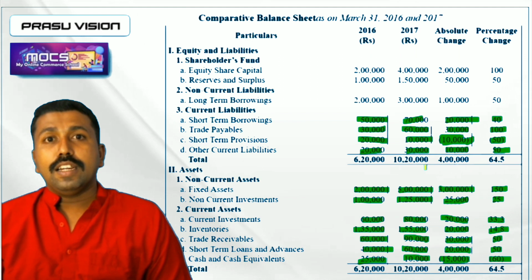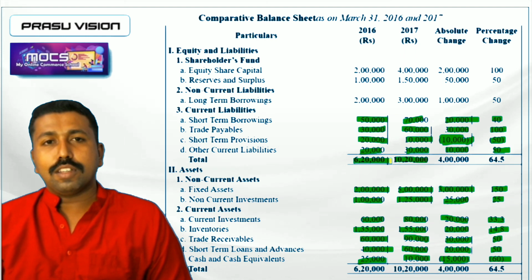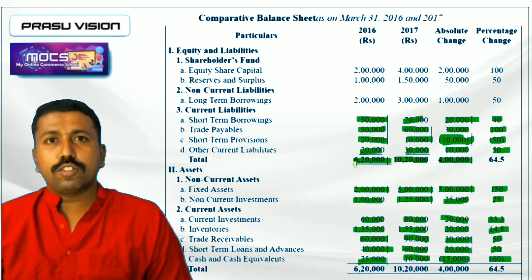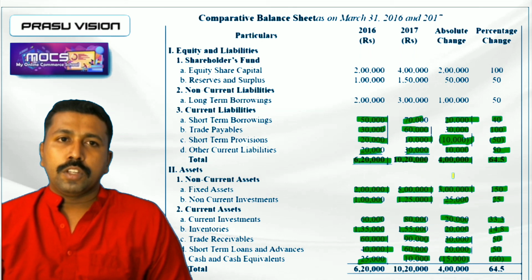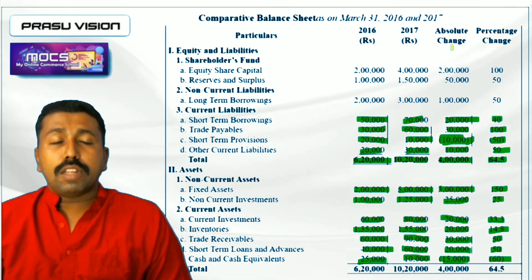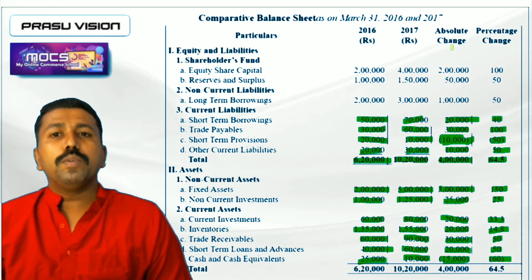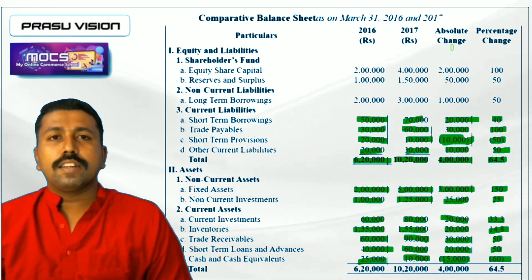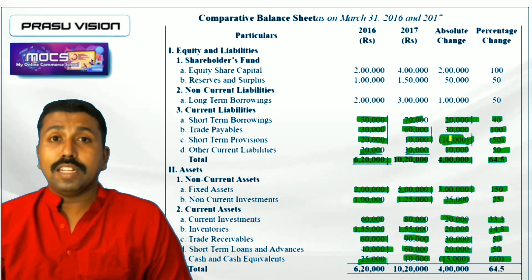And when we consider the difference between totals, 10,20,000 minus 6,20,000, 4 lakh is the absolute change. 4 lakh divided by 6,20,000 into 100, we will get 64.5%. So my dear students, remember, absolute change is the difference between current year value and previous year value. Percentage change is calculated as absolute change divided by previous year value into 100. I hope it is very clear for you.